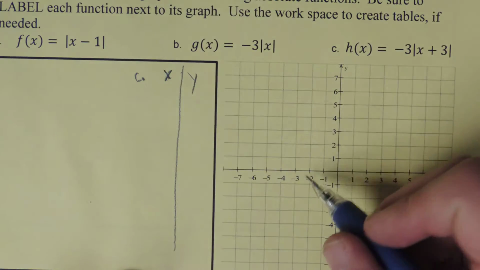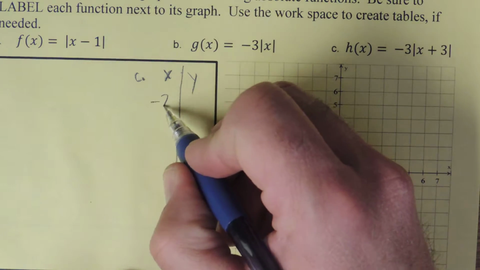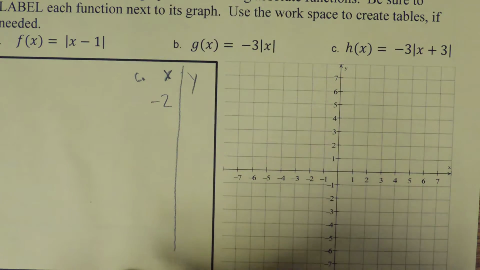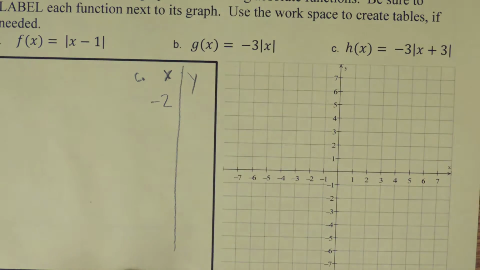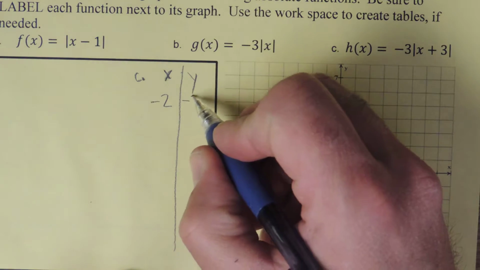I'm going to make x negative 2. I could make it negative 1. That'd be easier to calculate. Negative 2 plus 3 would be 1. 1 times absolute value of 1 is 1. 1 times negative 3 is negative 3.